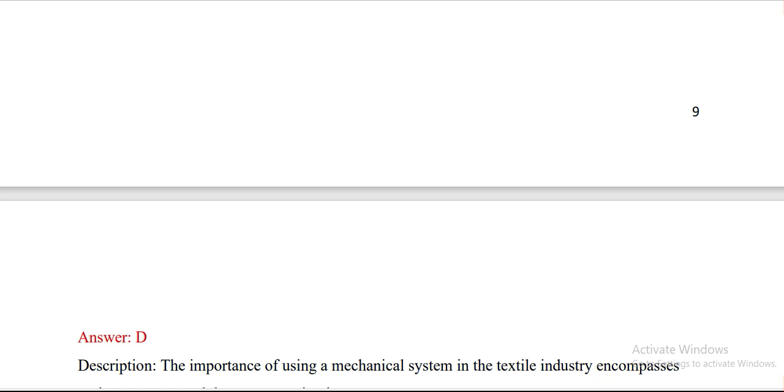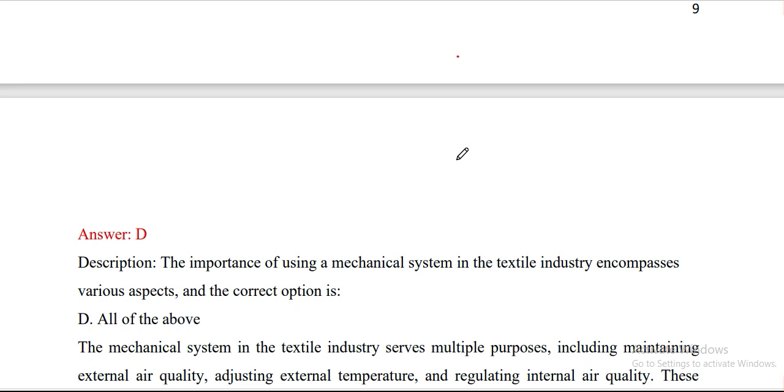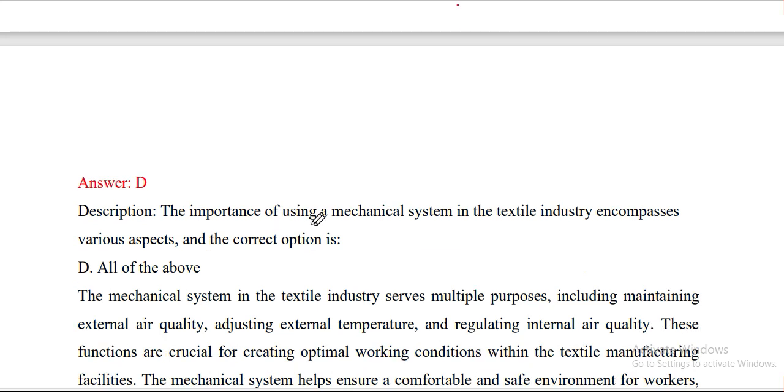So those all are the best answer, because in the industrial textile industry we use different mechanical systems. So for that reason, all are the best answer. The importance of using a mechanical system in the textile industry encompasses various aspects, and the correct option is D. D is the best answer for this question.